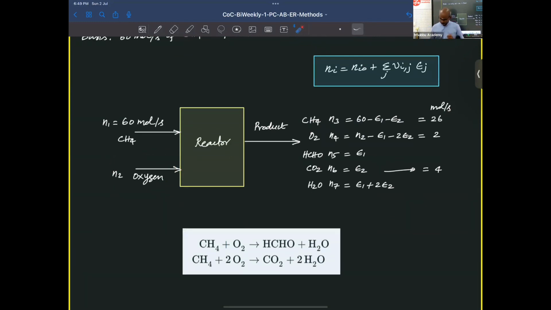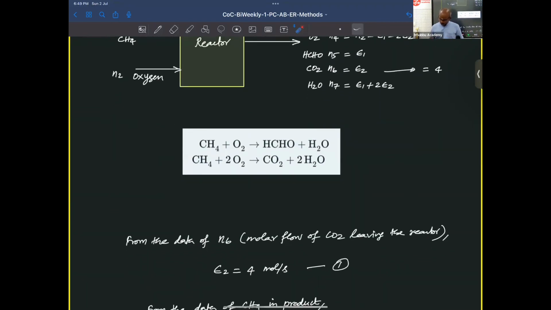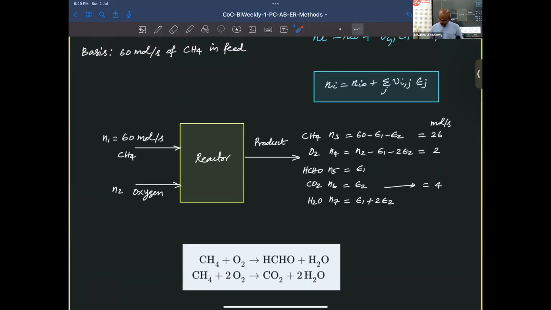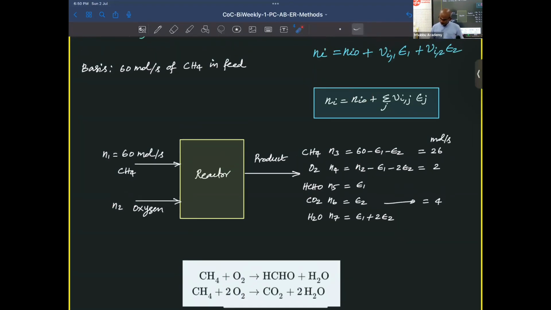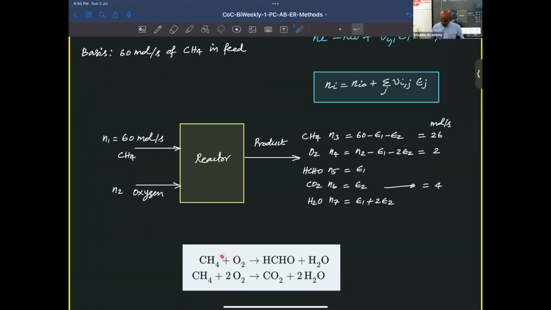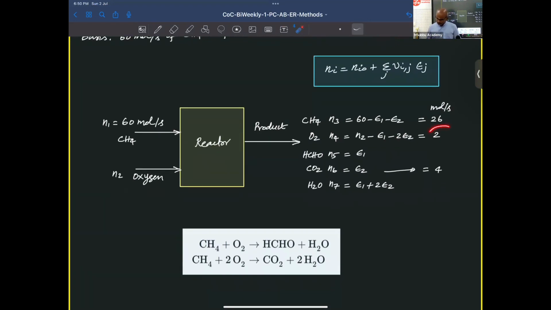Okay. Now, for methane I said how to do. Like that we'll also write for O2. So O2 is also taking part in the two reactions. So the initial O2, N_i0, is N2, and O2 has a stoichiometric coefficient of minus 1 in the first reaction, minus 2 in the second reaction. Let's say minus E1 and minus 2 E2. The value of that is already given in the problem statement.